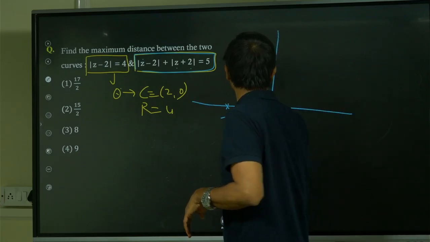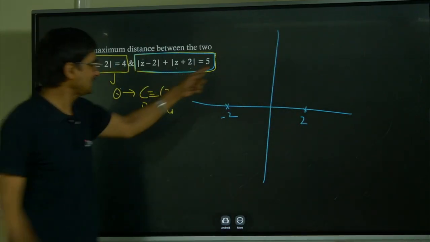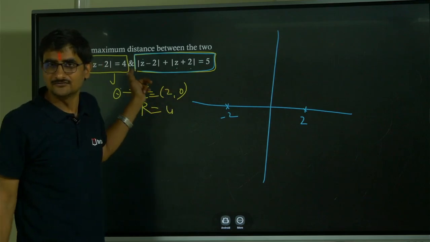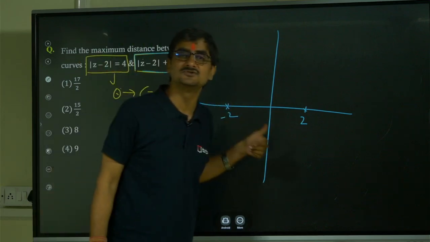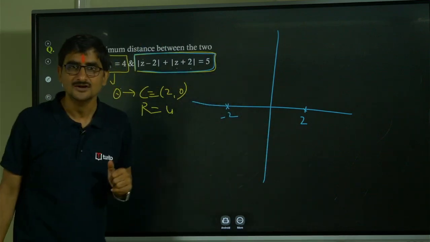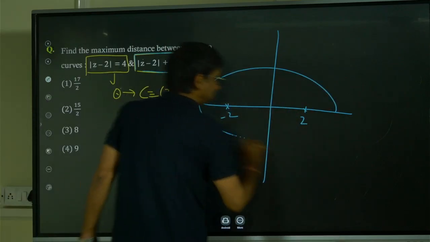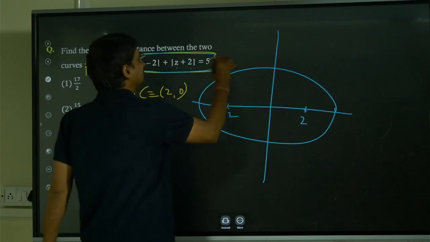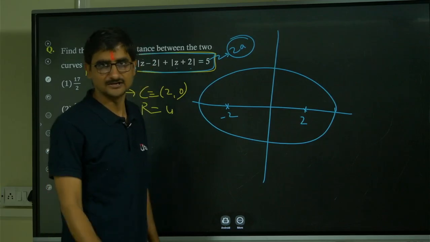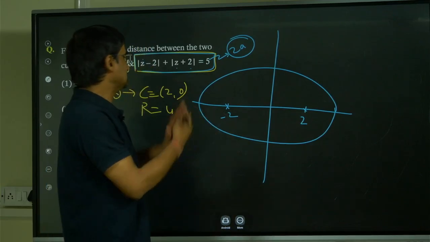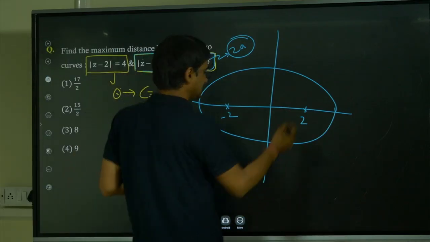Okay, so the sum of the distances of z from minus 2 and 2 is a constant, which is 5 here, and that is more than the distance between those two fixed points, which happens to be 4. In that case it gives us an ellipse, for which this is the length of the major axis, 2a. That's the ellipse. Now the first one is center 2 and radius 4.